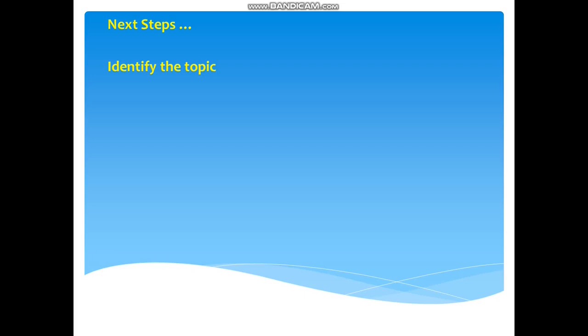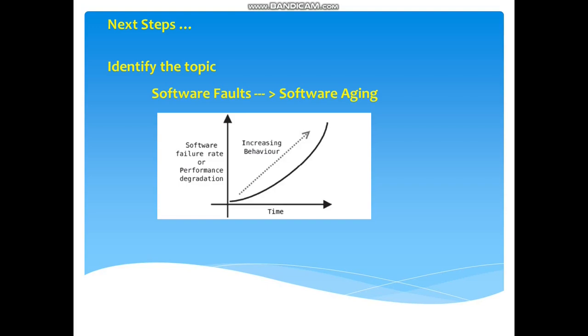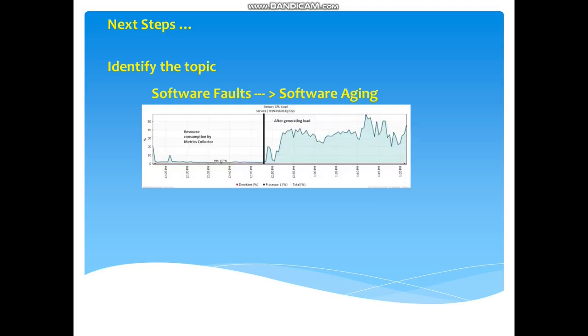Once you are ready with a topic to conduct the survey, the next action is to search for resources. Let's consider you have selected the topic software faults. Software aging is a type of software fault and you want to review some of the research works done in that area.